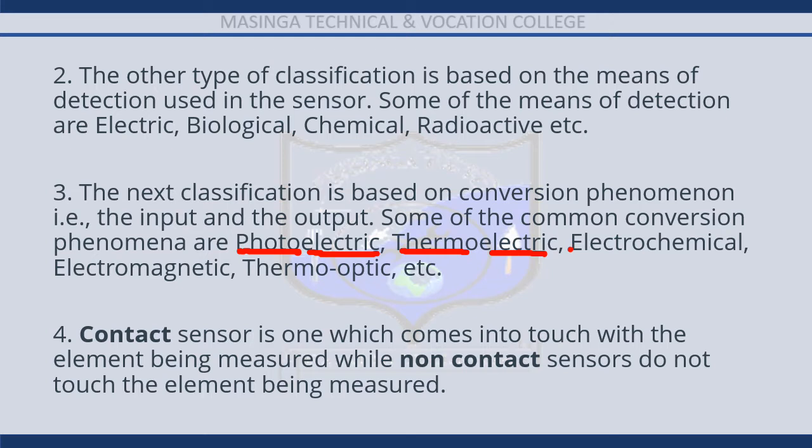electromechanical, electrochemical, where we get chemical energy being converted into electric energy. We also have electromagnetic, where we get magnetic energy being converted into electric energy. And then we have thermo-optic, where we can have heat energy being converted into light energy, which can then be detected using a photoelectric sensor, which can detect light energy and convert it into electric energy.